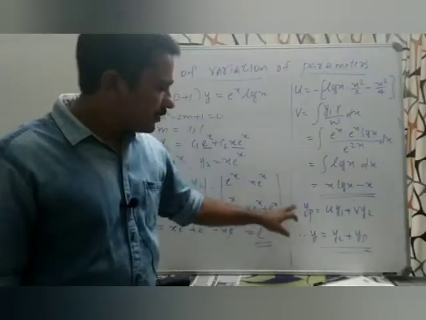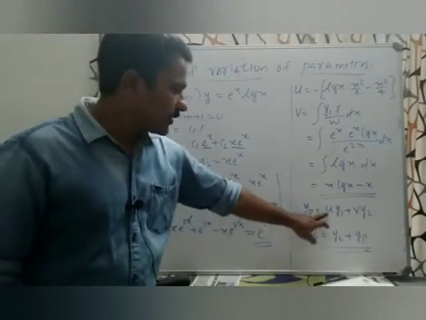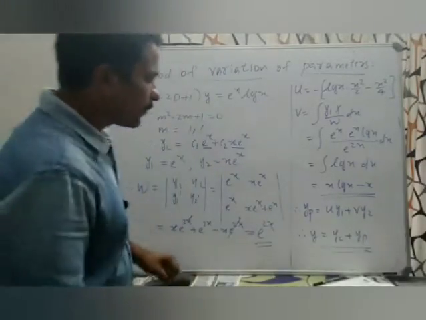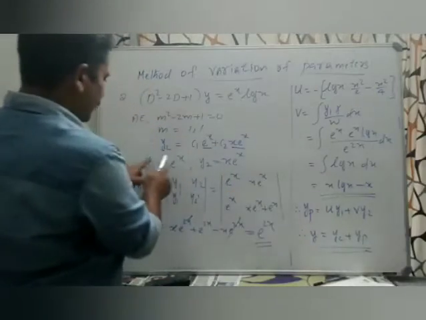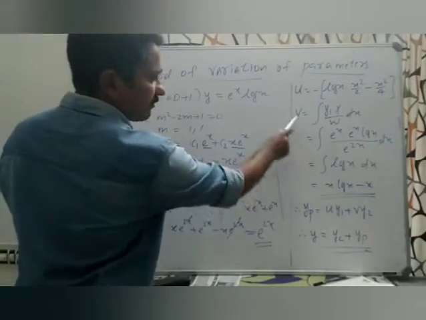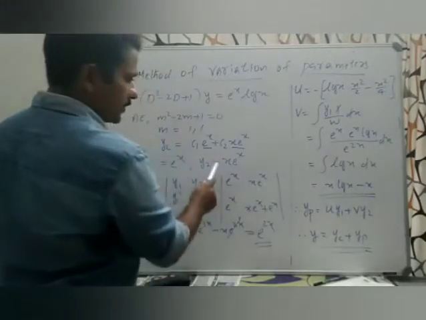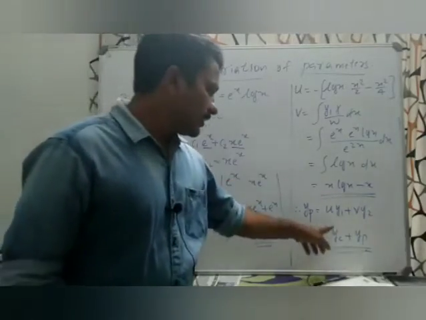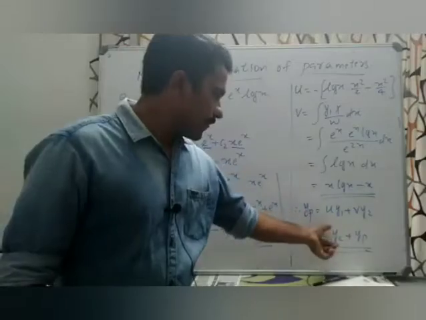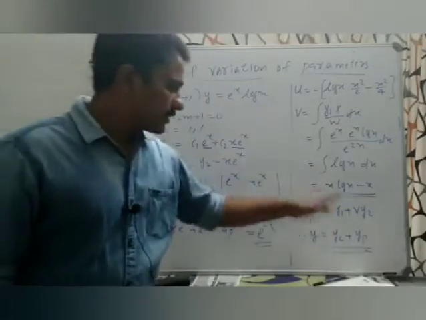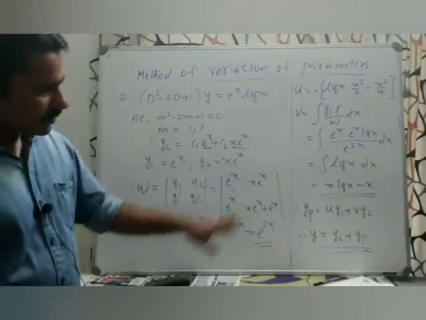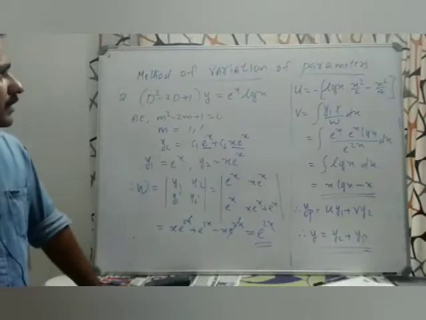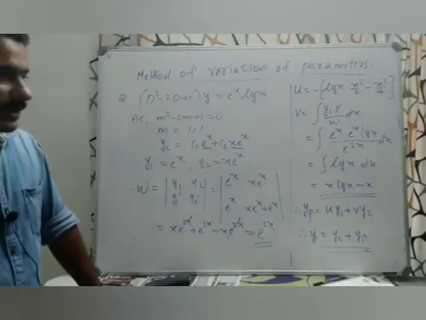Therefore, now we can calculate yp as u y1 plus v y2. u is here, y1 is here, v we have obtained, and y2 is here. Substitute that. And the solution of this differential equation is yc plus yp. Yc also we got, and yp is this. Substitute all those values and that is the answer. So that's all about variation of parameters.